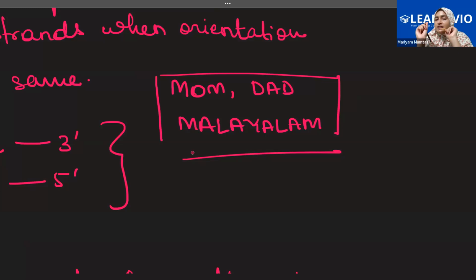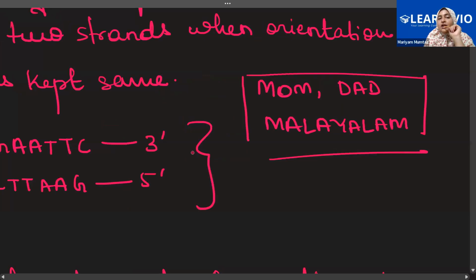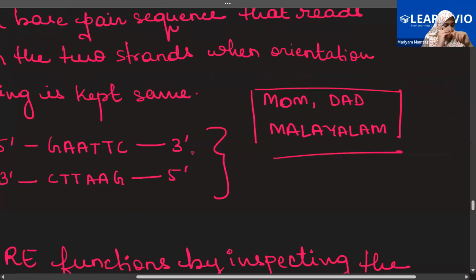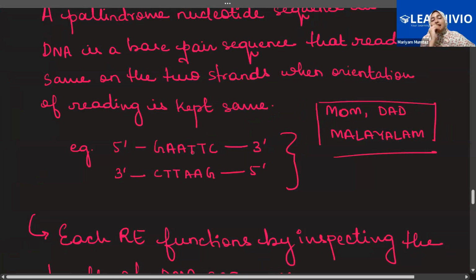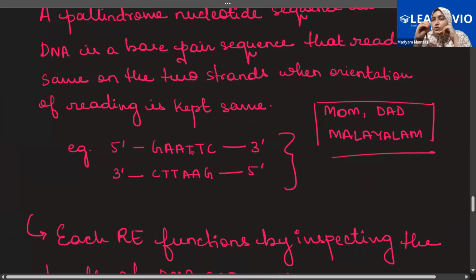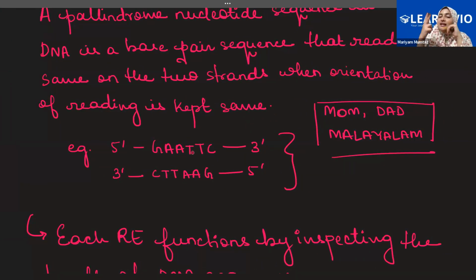Then Malayalam, see, it has the same spelling when you go from left to right, also the same spelling when you come from right to left. So this is what a palindrome is. What the restriction enzyme does is that it particularly inspects the length of DNA. It sees what is the palindromic sequence and then it starts cutting.